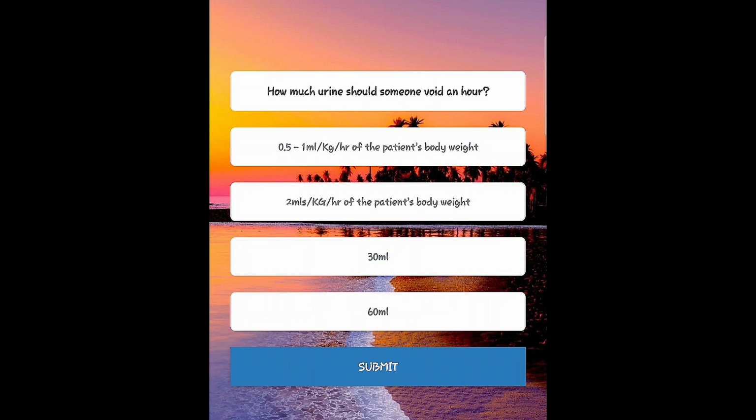How much urine should someone void an hour? One option says 0.5 to 1 ml per kilogram per hour of the patient's body weight. Another one says 2 ml per kilogram per hour of the patient's body weight. Another option says 30 ml. Another one says 60 ml. So what's the correct answer? Yep. Let's go to the next question.